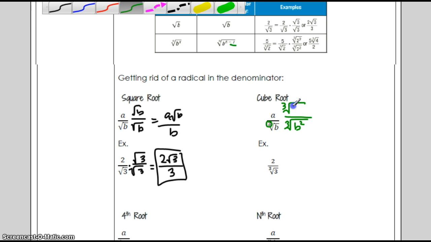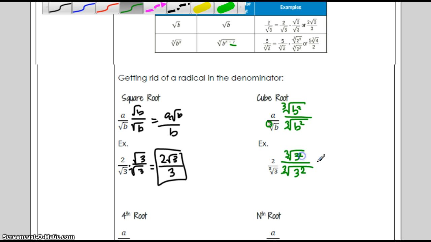So we keep the exact same thing on the top and the bottom, and then we multiply across. So what that looks like here would be 3 for our index, and we have a 3. What's the exponent? Well, it's always 1 less. So it would be 2. And we do that on the top and the bottom.